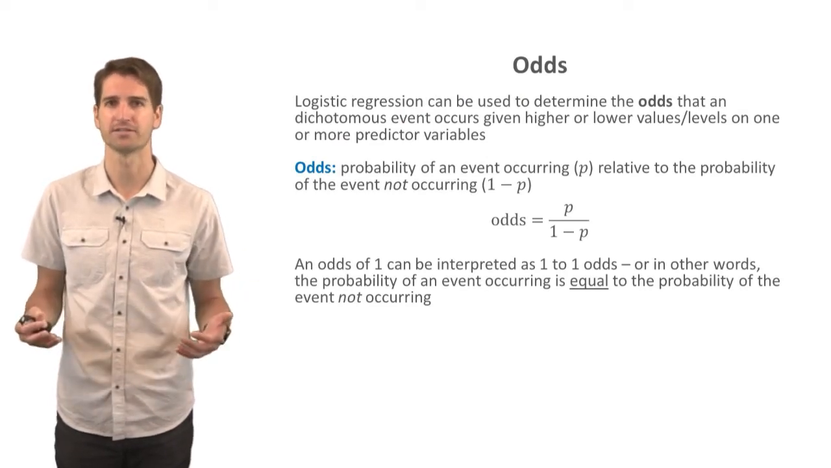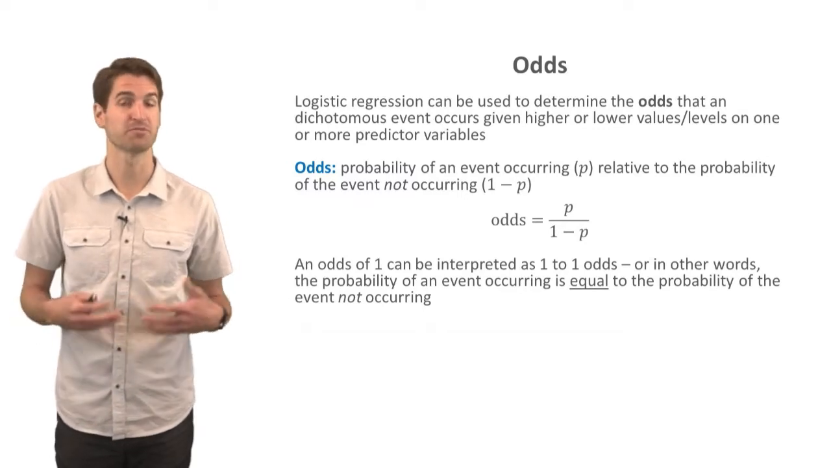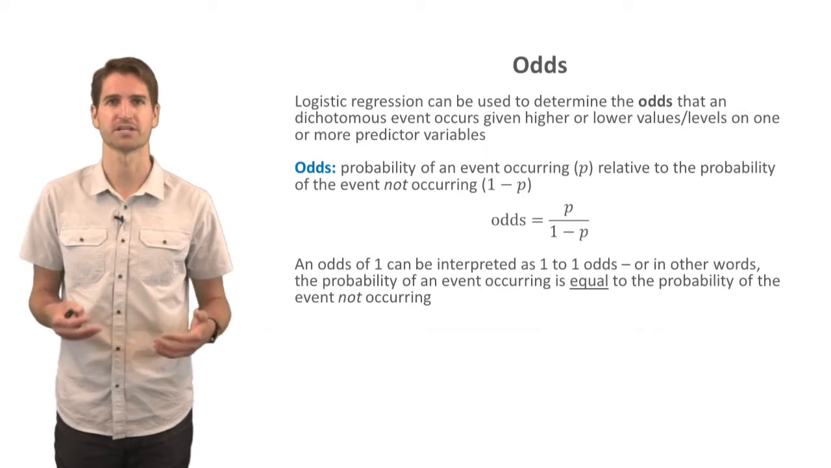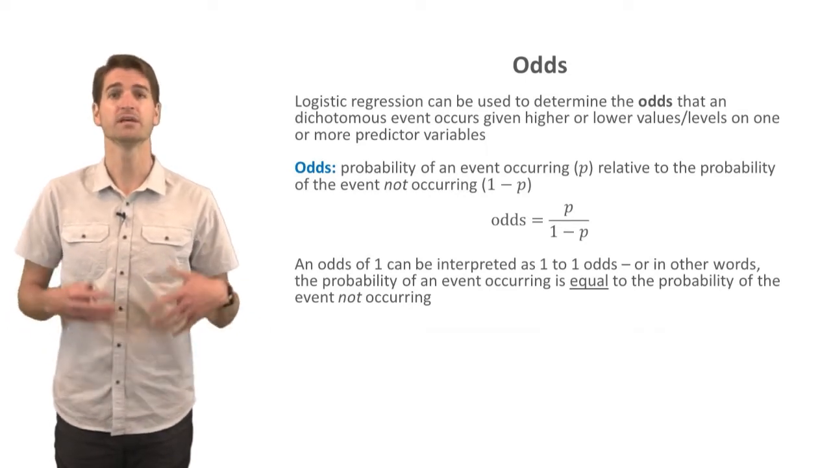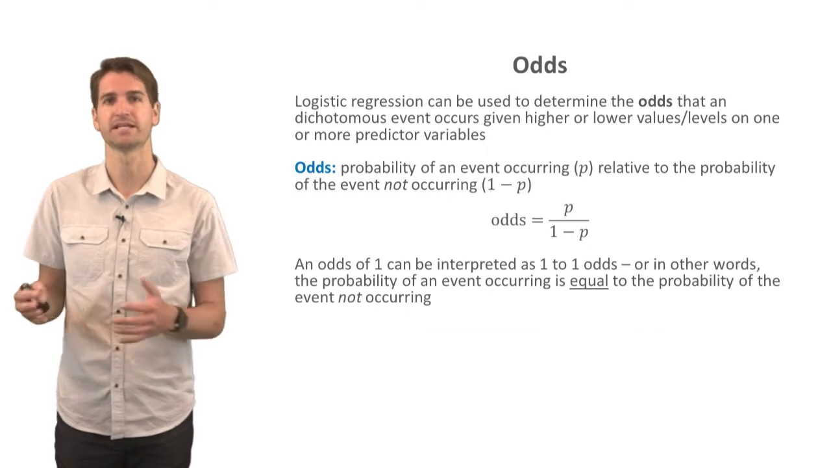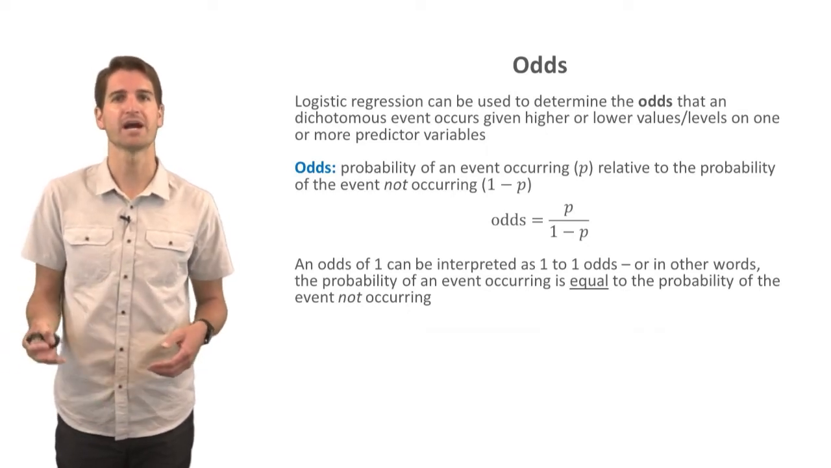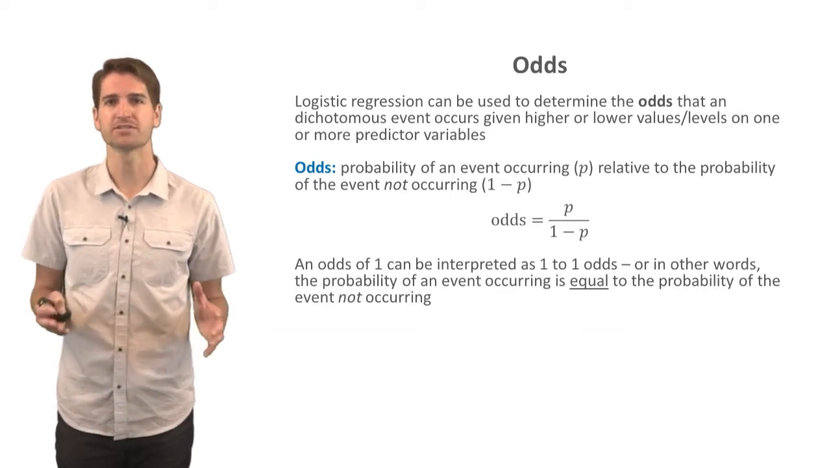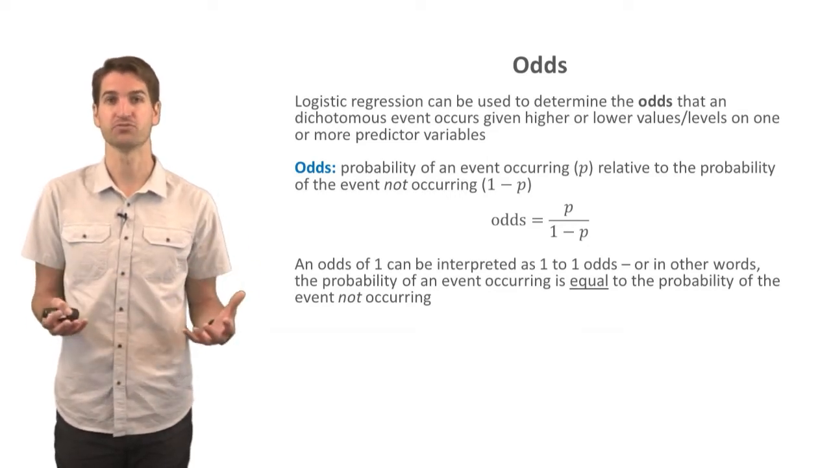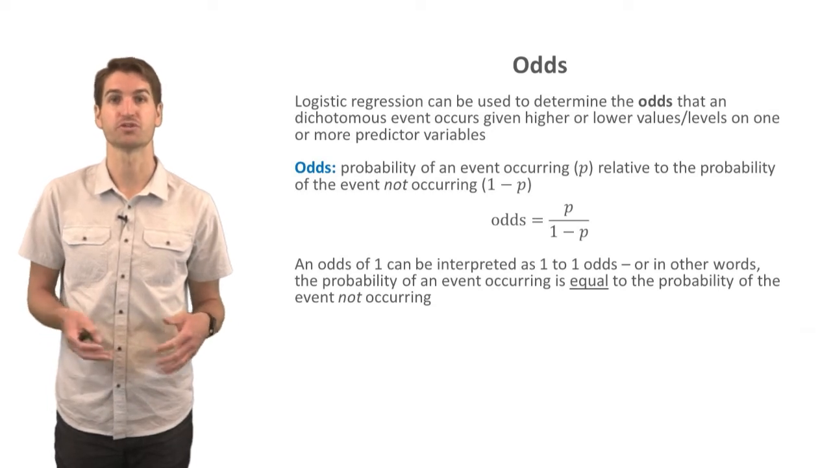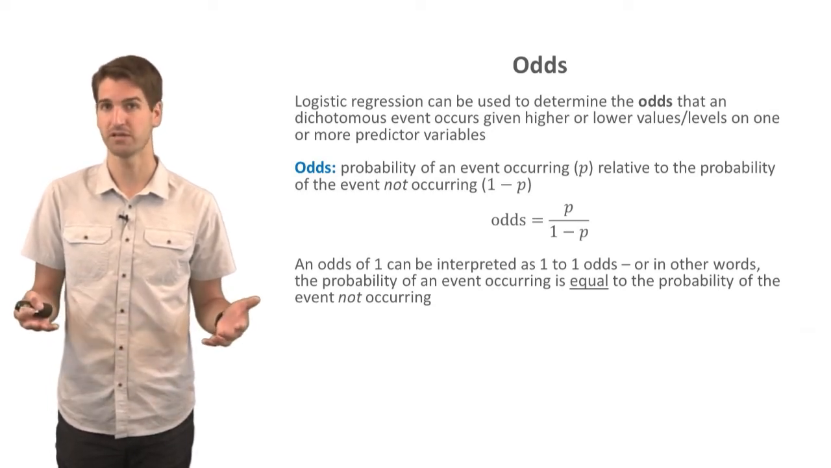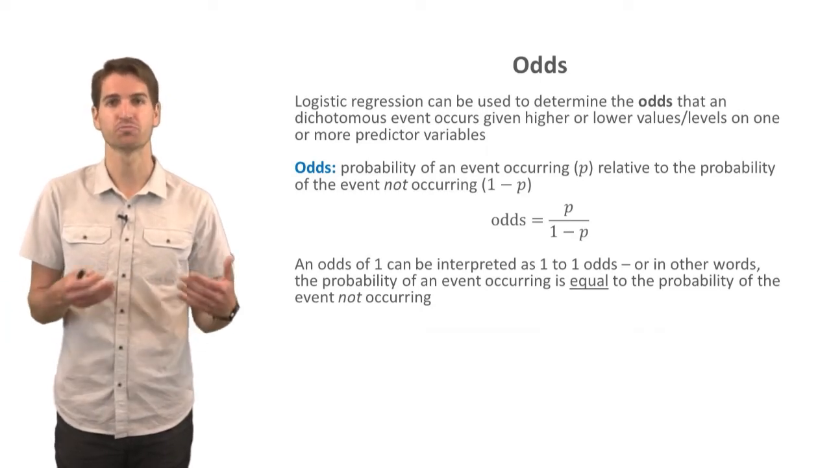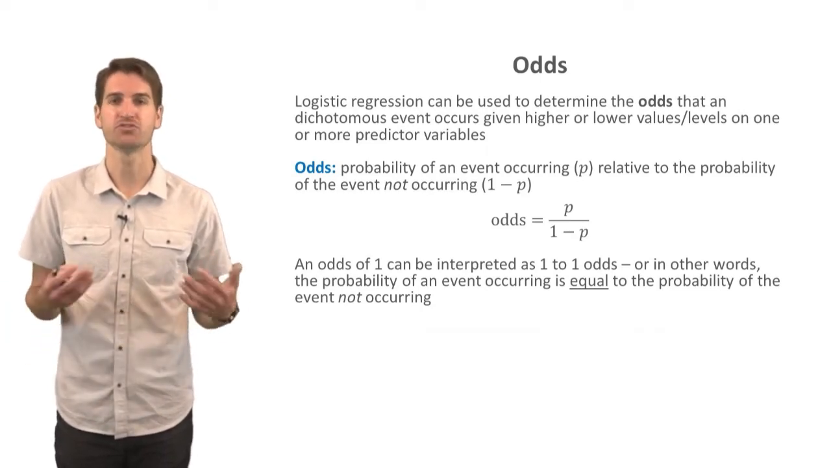Something that we need to consider when we're talking about any type of logistic regression is the concept of odds. You might have heard of odds before, you might be very familiar with odds, but let's define it in the context of logistic regression and probability. Logistic regression can be used to determine the odds that a dichotomous event occurs given higher or lower values on one or more predictor variables. Odds essentially are calculated using the following equation. It's the probability of an event occurring, p, relative to the probability of that event not occurring, 1 minus p. So p over 1 minus p gives you the odds.